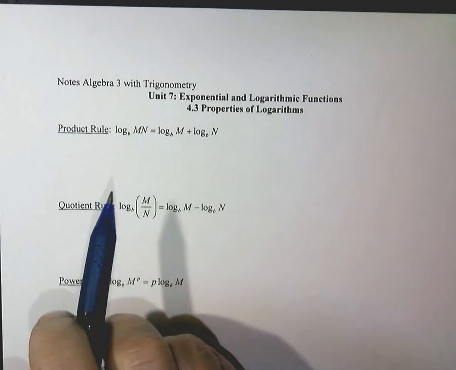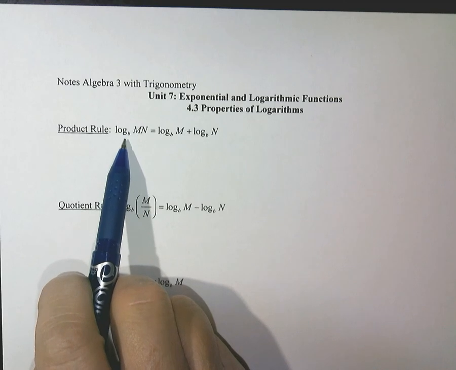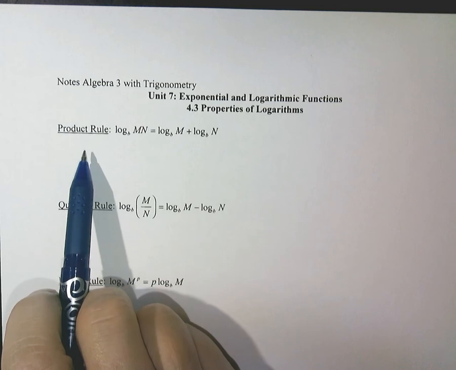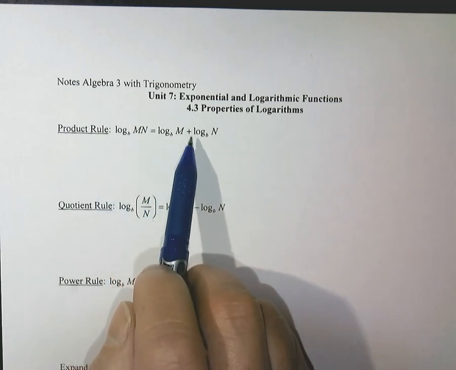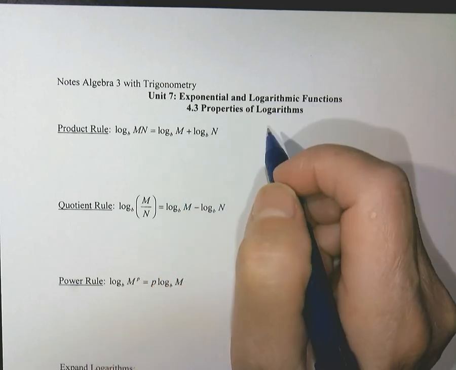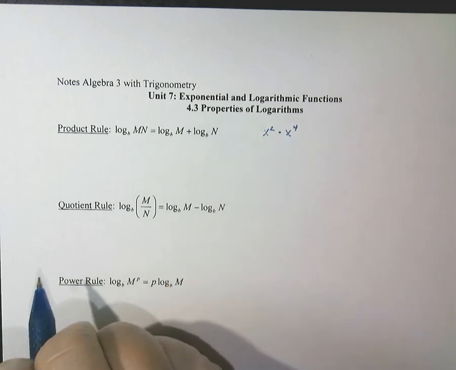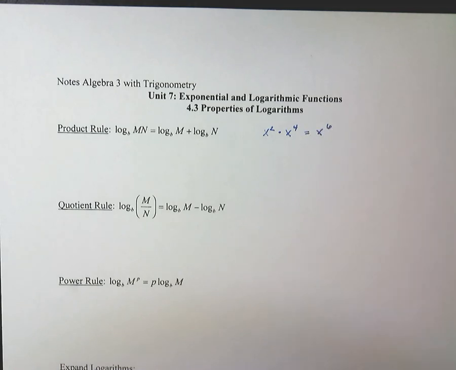So these are the same properties in exponents as in logarithms. This is saying that the log base b of m multiplied by n, so multiplication, that's why it's called the product rule, I can break apart and say this is log base b of m plus log base b of n. If you were multiplying exponents, say x squared times x to the fourth, I'm going to add the exponents and get x to the sixth.